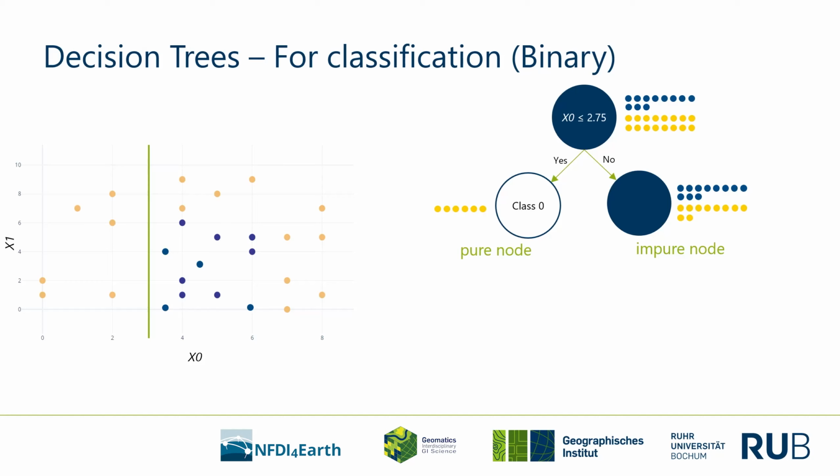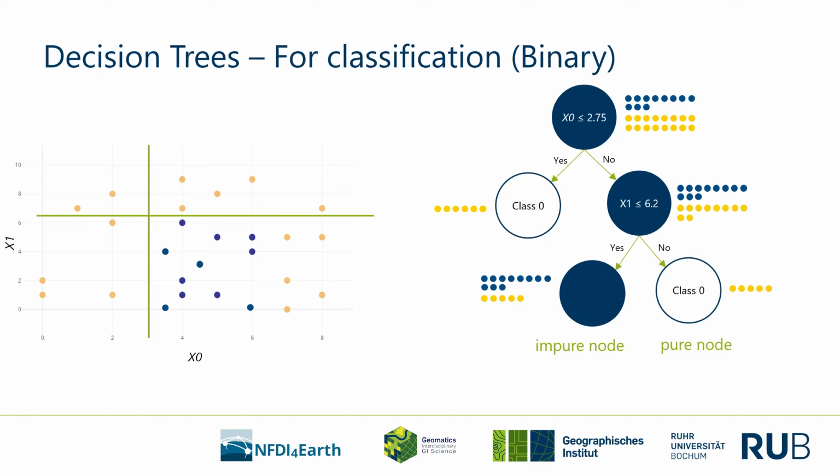Basically, I do what I just did. I look for further thresholds. This time I search along the x1 axis and set a threshold at 6.2. Again, I managed to create a pure node with only yellow data points. However, there is still an impure node with mixed classes. So I look at my data again and consider how to make another split.